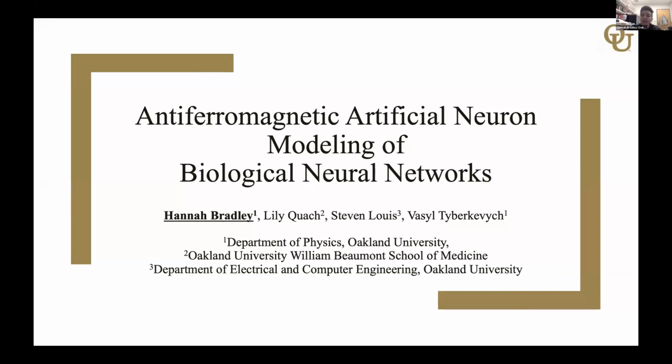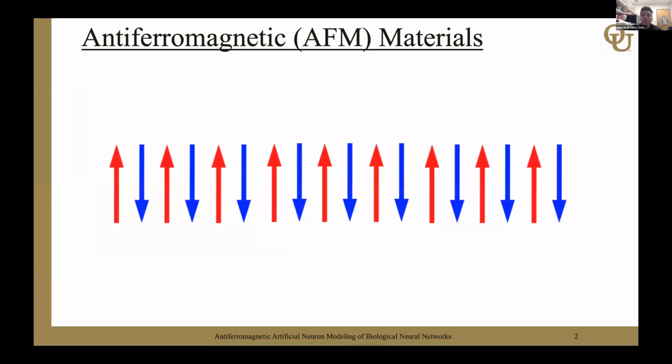I'm a PhD student at Oakland University, and today I'll be talking about antiferromagnetic artificial neuron modeling of biological neural networks. So first, why are we using antiferromagnets? Well, because of their anti-parallel spin patterning, AFM materials have a natural frequency in the terahertz range. This means we can use them to create very fast devices.